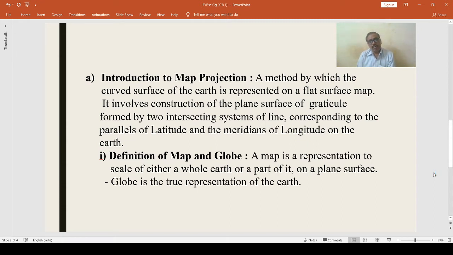A terrestrial globe is used for many purposes, such as understanding the formation of day and night, then seasons, planetary winds, political boundaries, air and sea routes, etc. Then drawbacks of the globe.